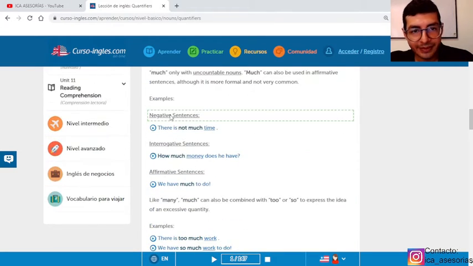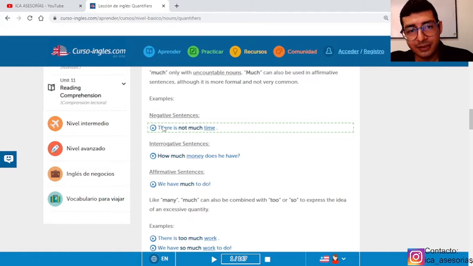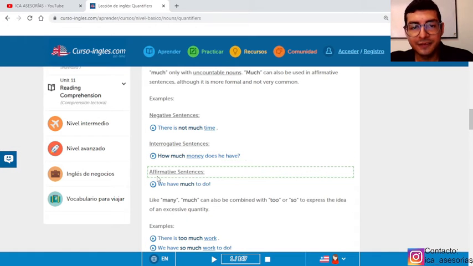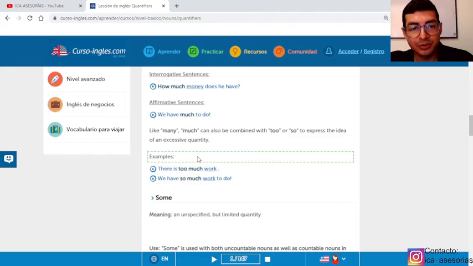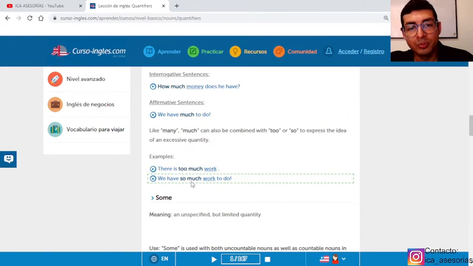Examples. Negative sentences. There is not much time. Interrogative sentence. How much money do you have? Affirmative sentences. We have much to do. Like many, much can also be combined with too or so to express the idea of an excessive quantity. Examples. There is too much work. We have so much work to do.